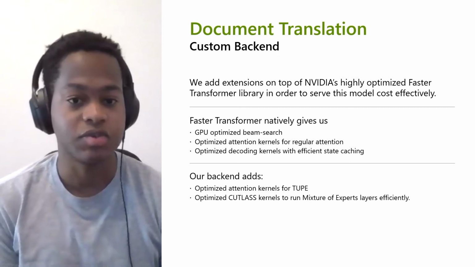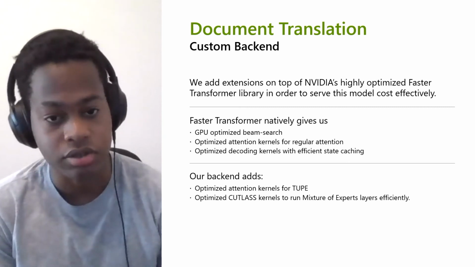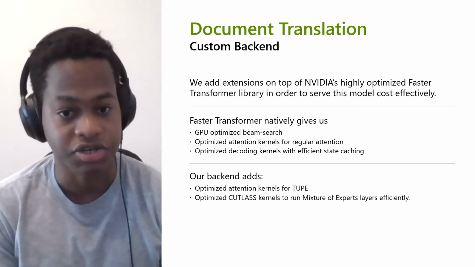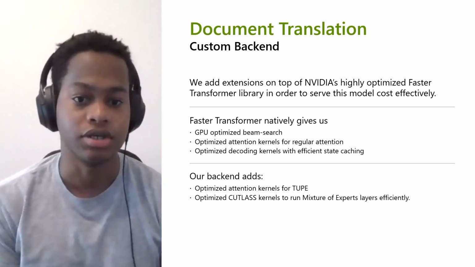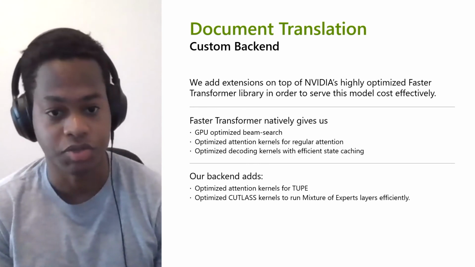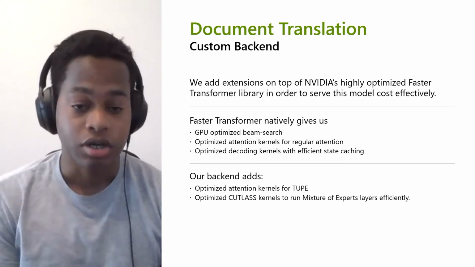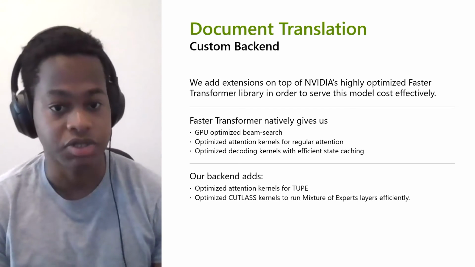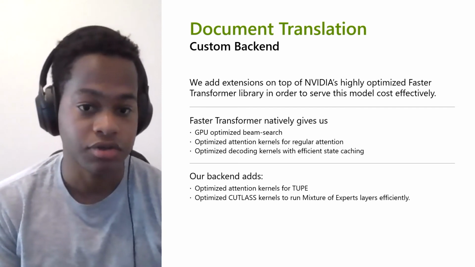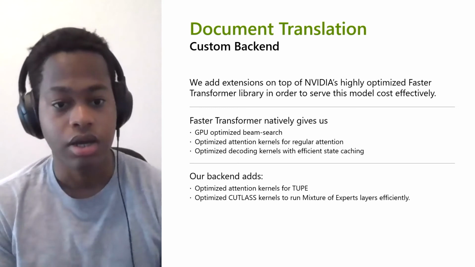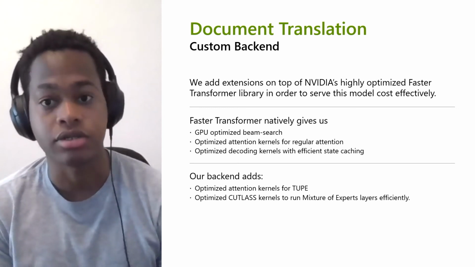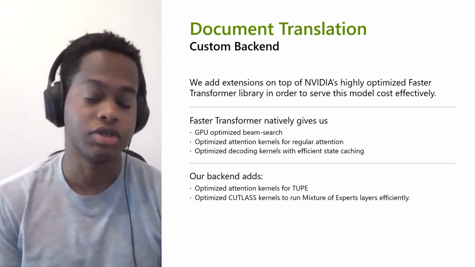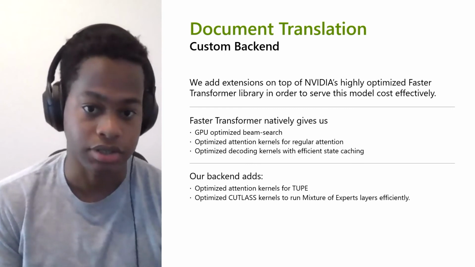Our FasterTransformer natively gave us a very optimized implementation of beam search, optimized attention kernels for standard attention, and optimized decoding kernels with efficient caching to reduce redundant computation. We had to make two small additions to our runtime backend to efficiently support mixture of experts. The first is special attention kernels for tube attention. And the second is optimized kernels to run the mixture of experts layers efficiently. For that, we used a combination of CUB and CUTLASS.